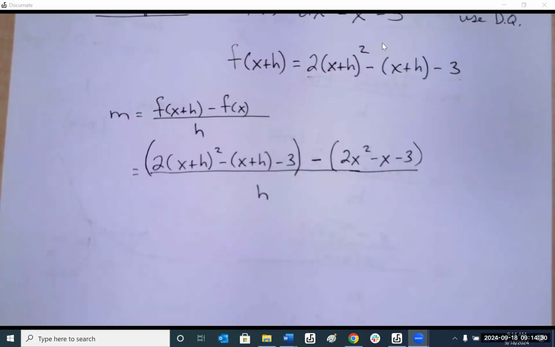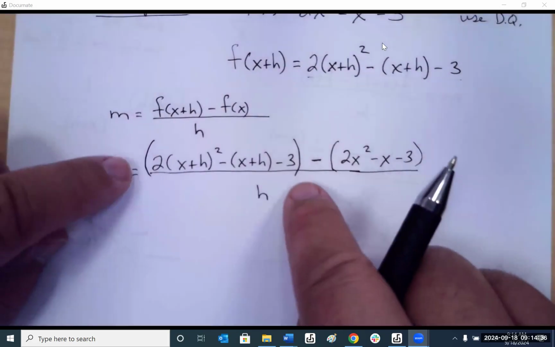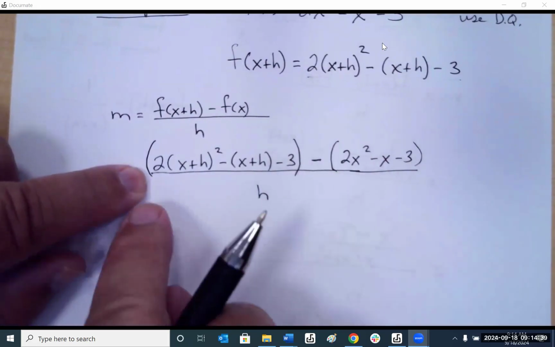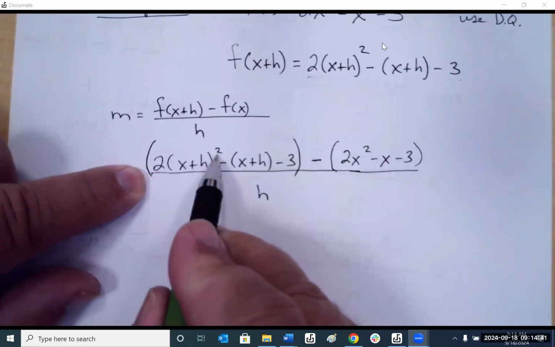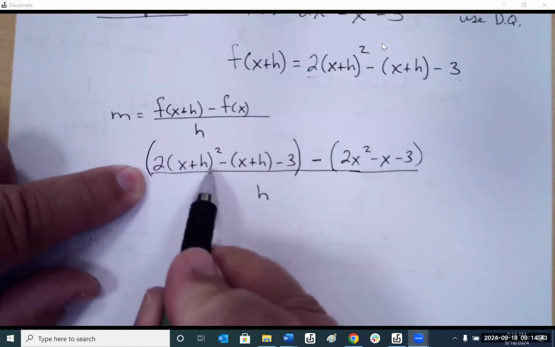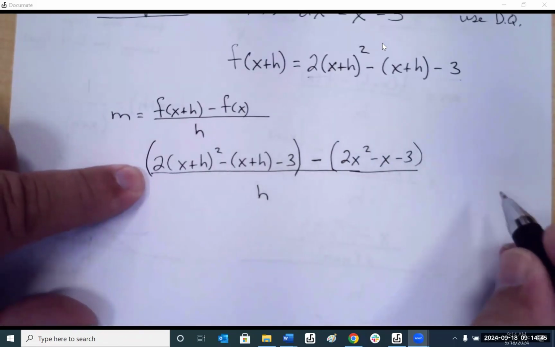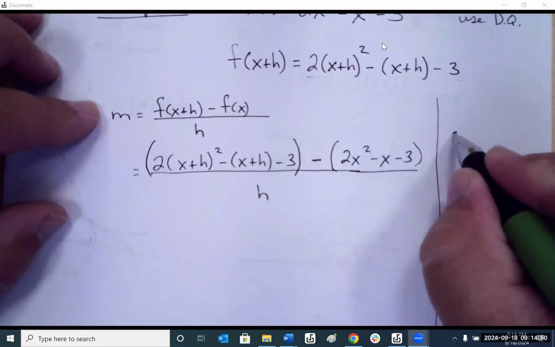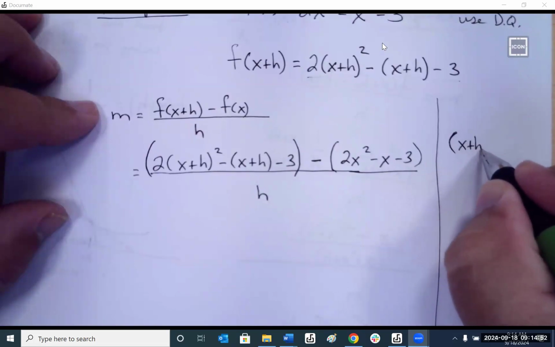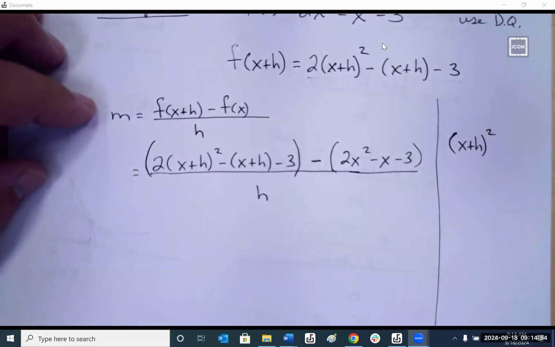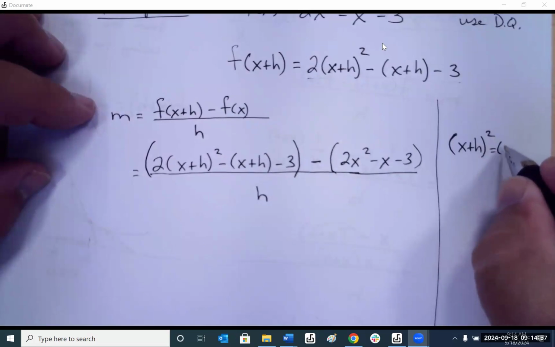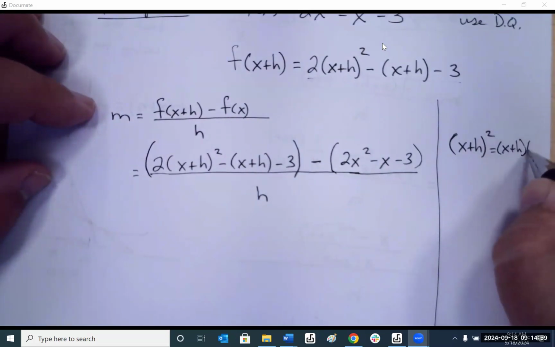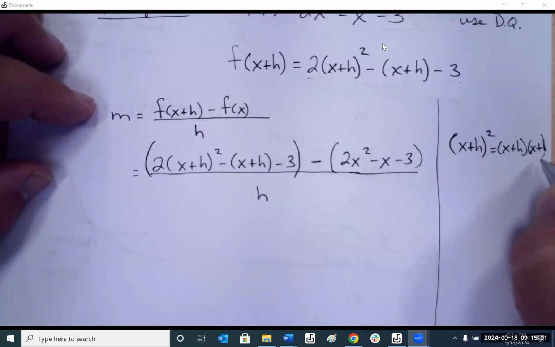This one's going to get a lot longer before it gets any easier. Because what do we have to do first? Now, inside the first parenthesis, we have to do inside there. What can we do inside there? Well, here's an exponent. We have to do that first. So what we have here is x plus h squared, which means x plus h times x plus h.